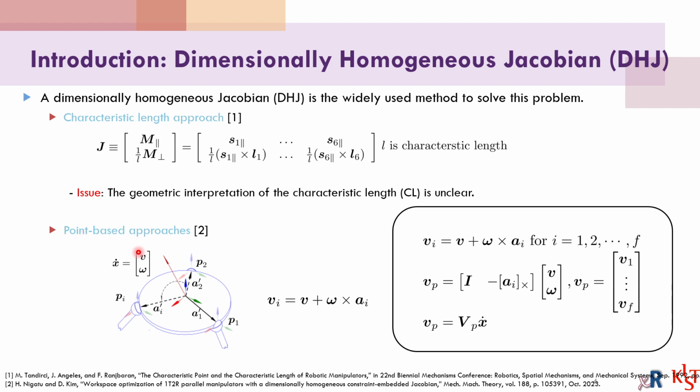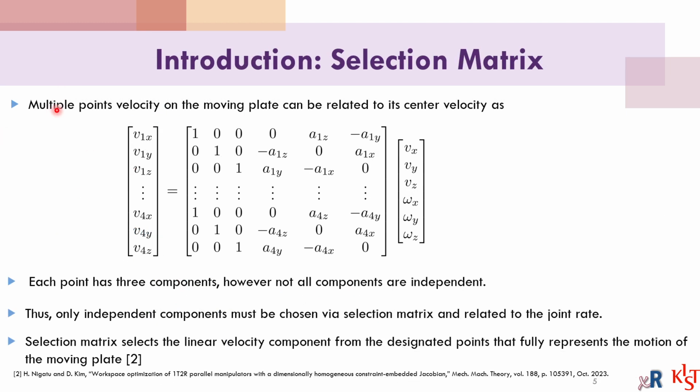The second method is point-based approach, and in this approach, the motion of the moving plate is represented with the points' velocities. Those points are selected on the moving plate in a non-collinear manner, and then these point velocities are related to the moving plate velocity with this shifting property. Therefore, when we have multiple points on the moving plate to represent its motion, their velocity can be related to the center velocity by using this relation. So this is a point velocity, this is a mapping matrix, and this is a moving plate center velocity.